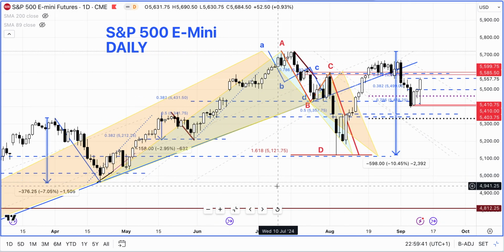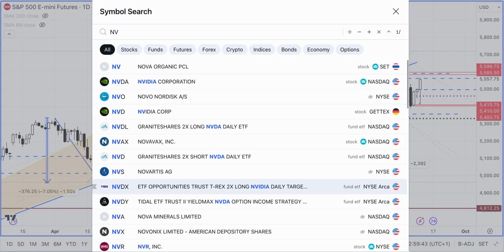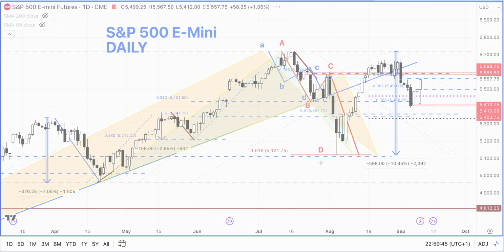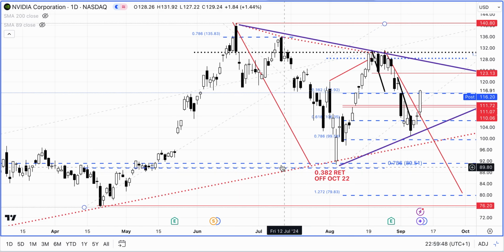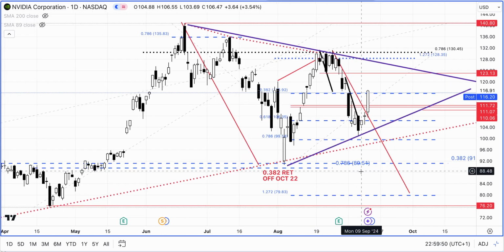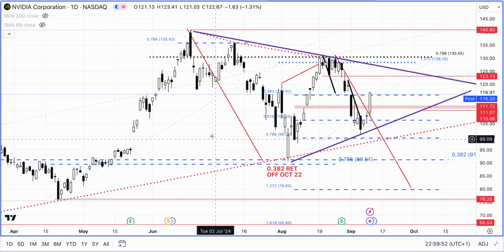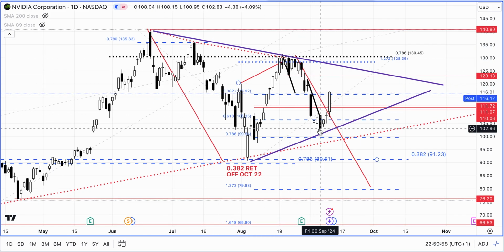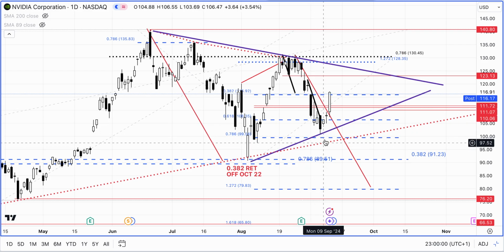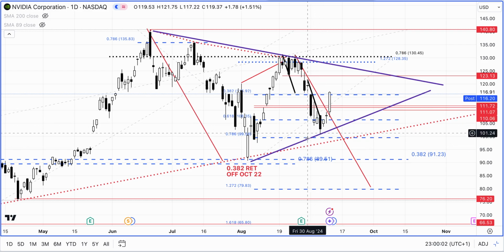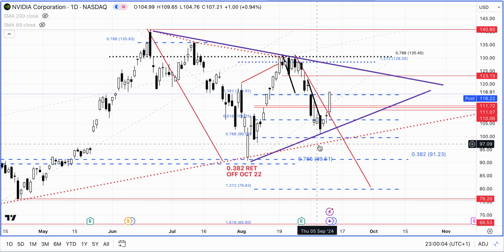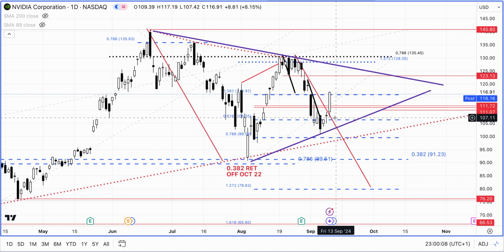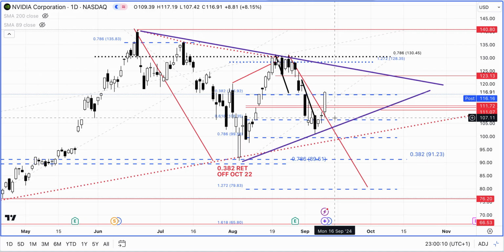Now let's take a look at Nvidia. So there we go. Nvidia stock has had a really strong performance today, and if you remember, we were discussing right here that if it broke down the 38.2% retracement, we were looking for lower prices. It got support right between the 61.8% and 78.6% retracement, a little bit of consolidation, and today a really rocket ship kind of move higher.